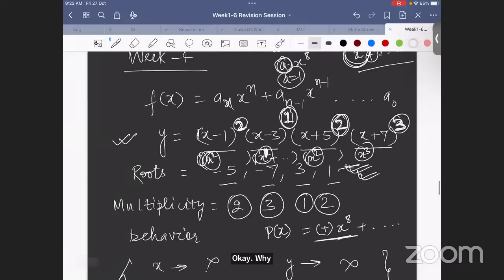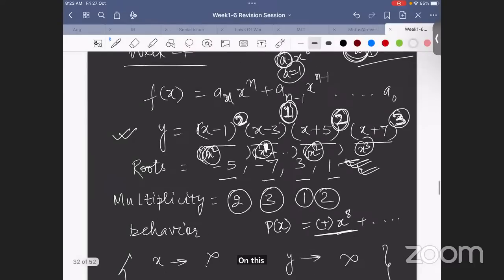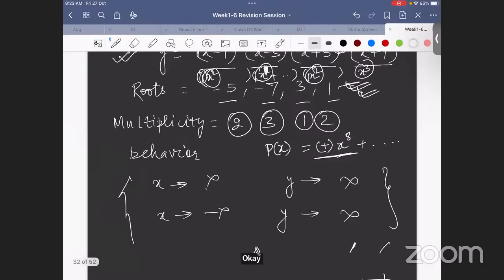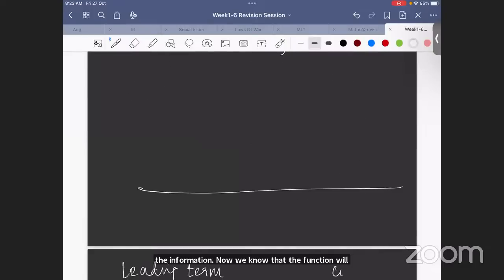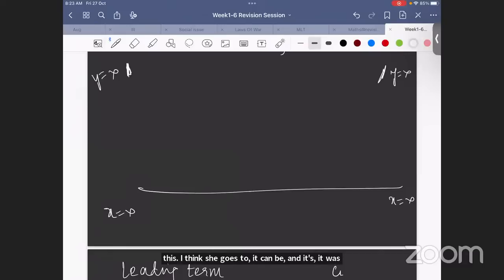Now you have the information. We know the function will behave something like this: at infinity the y value is infinity, and at minus infinity it is also infinity. So the plot will start from here and go like this. At x equals infinity and at x equals minus infinity, the function value is y equals infinity. Is this clear to everyone?